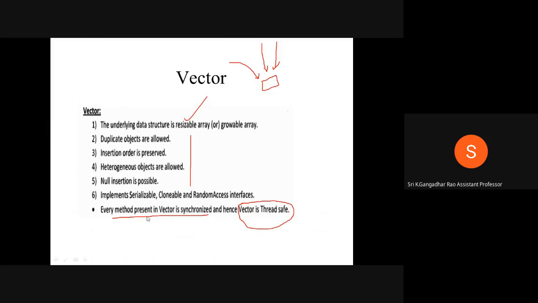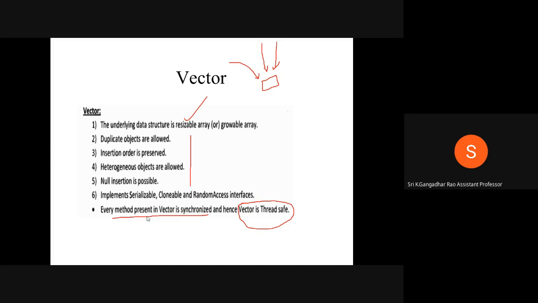You can see here in this slide, every method present in the vector class is synchronized. Every method present in the vector class is synchronized, and hence the vector class is thread safe. What is thread safety? Wherever you are writing the synchronized code, it is called thread safe. Thread safe means only one thread is allowed to execute some portion of the code. Such kind of object the vector is.